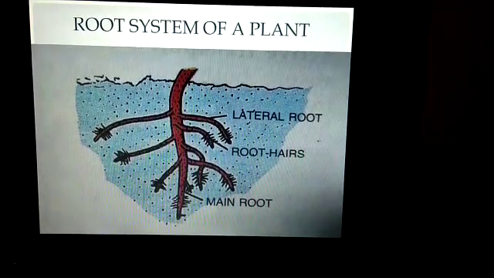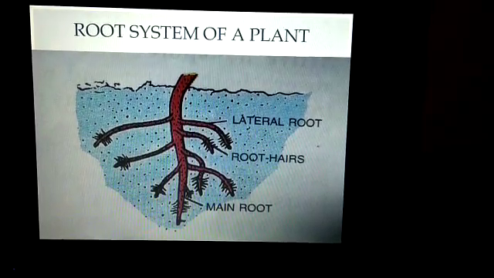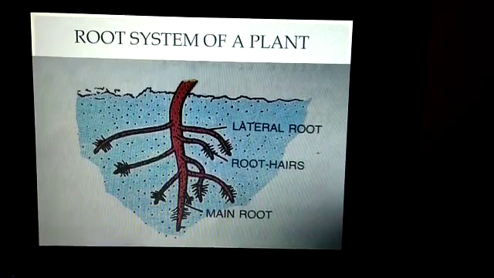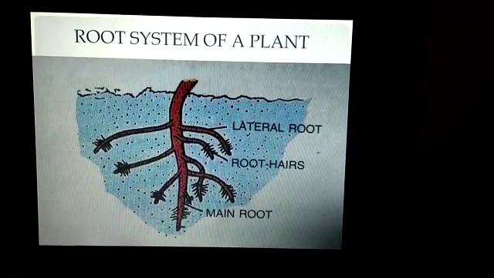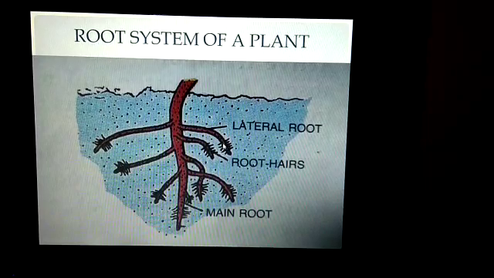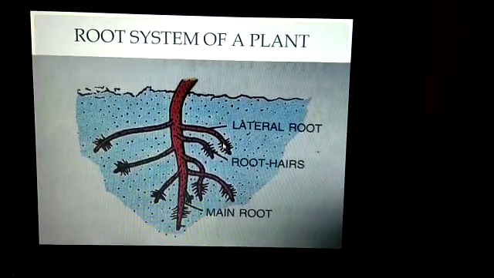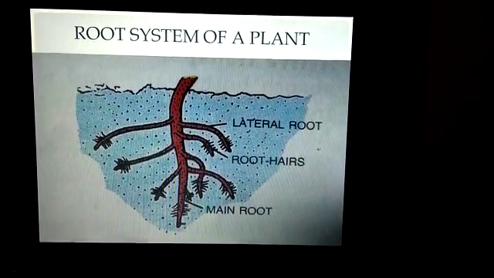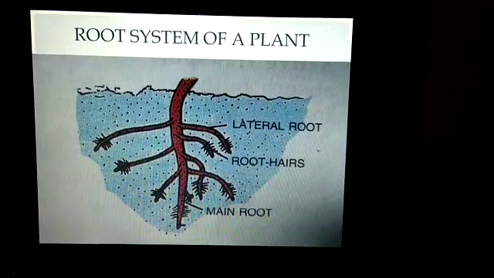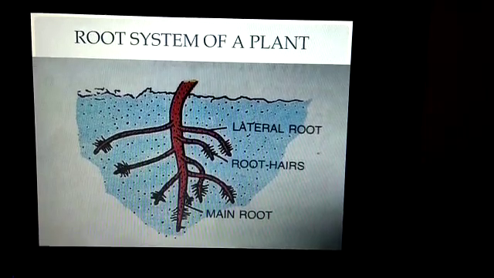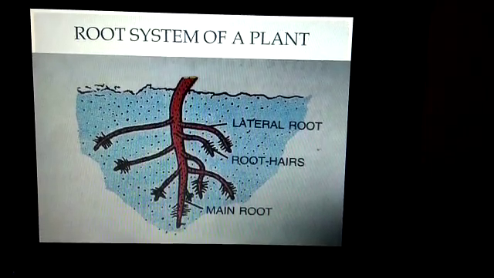So in a plant, three different types of roots are present. First one, that is the main root. Second, the lateral root, which is also called the secondary root. And the third one is called root hairs. Now, this is about the different types of roots present in a plant.